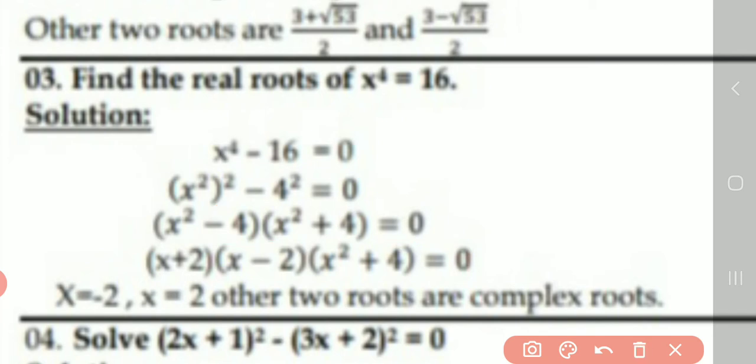Again I can write the first term as x² − 4. This 4 can be written as 2², so again I can apply the formula a² − b². So I got (x + 2)(x − 2). The next one is x² + 4 = 0. Now I got the values: x = −2 and 2 are the real roots, and the other two roots are complex roots.